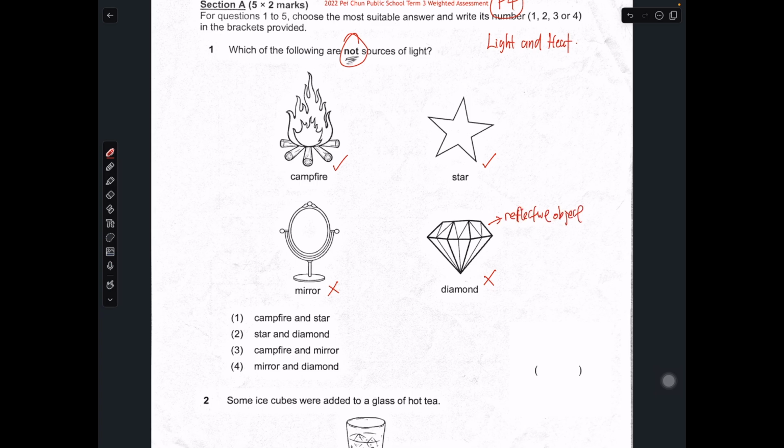It means they reflect lights very well. But reflective object are not source of light. So the answer will be both mirror and diamond. So the answer will be number 4.